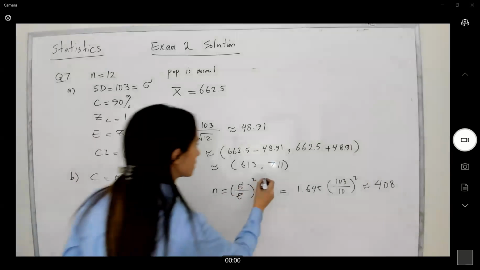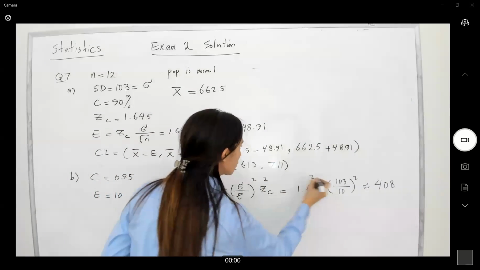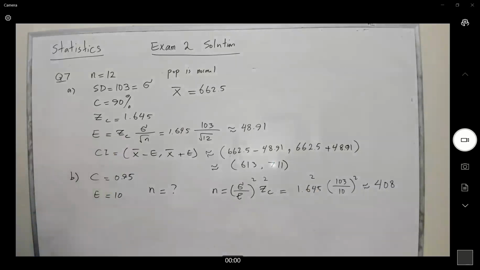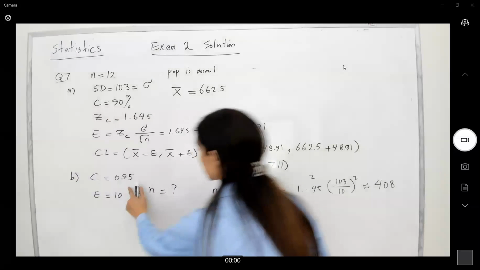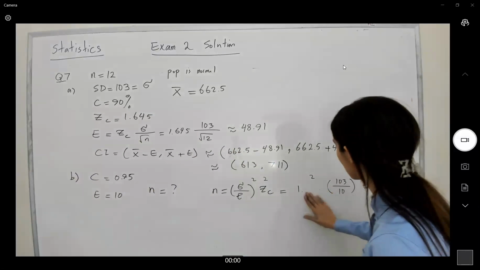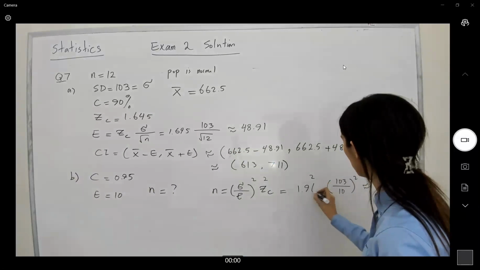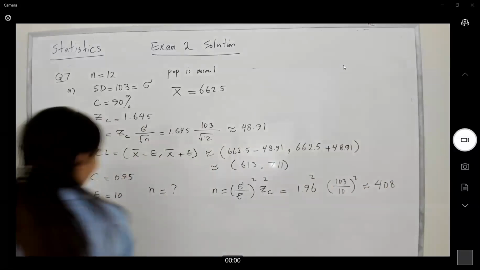And this is squared as well. Okay. Don't forget to square it. So let us move on to the next question, the last question. Yes, I have a question. Go ahead. Thank you. So yes, guys, this is 95%. This is 1.96. Thank you so much. Perfect.